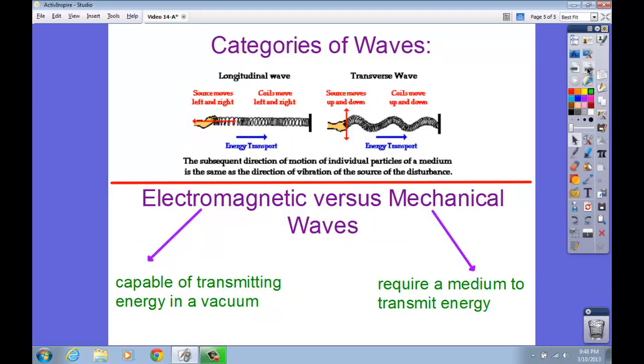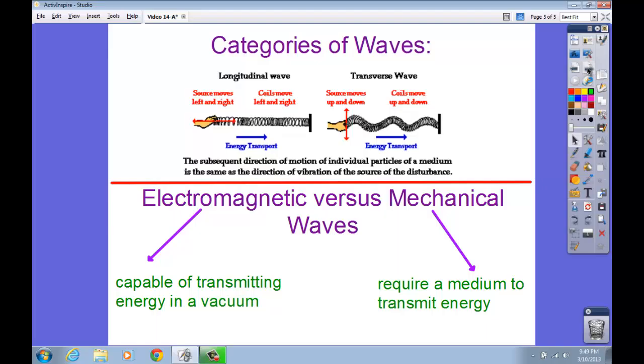We have two different categories of waves and different ways to describe how waves interact. We have a longitudinal wave. To make a longitudinal wave, you can just picture a slinky attached to a wall that you're moving left to right. A good example of a longitudinal wave that we will study more in depth is a sound wave. So the energy is transported to the right, and the particles are moving parallel to that energy transport, right to left.